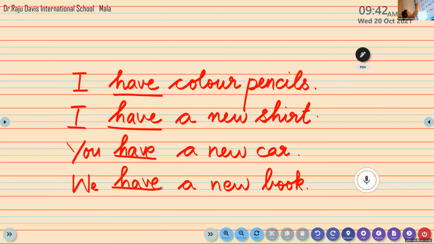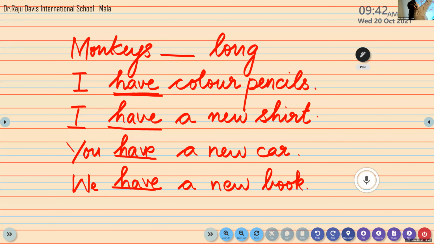So with the pronoun I, you and we, you have to use have. And also with plurals, such as monkeys. M-O-N-K-E-Y-S, monkeys dash long tail. So what do you use there, has or have? Monkeys. So what do you have to use there? Have. Monkeys, so it is have.